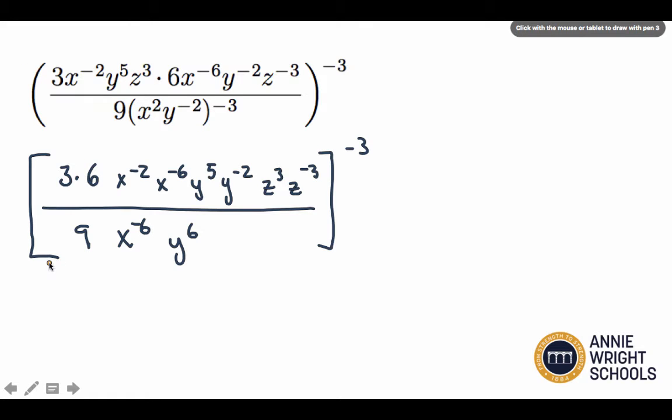Now, using a different color, 3 goes into 9 3 times. That 3 goes into 6 twice. X to the negative 6 cancels with x to the negative 6. Y to the 5th here, 5 of these go away with 5 of those, leaving 1 y there. Z to the 3rd times z to the negative 3, those would cancel out because that would be z to the 0. 3 plus negative 3 is 0. So those cancel each other out.